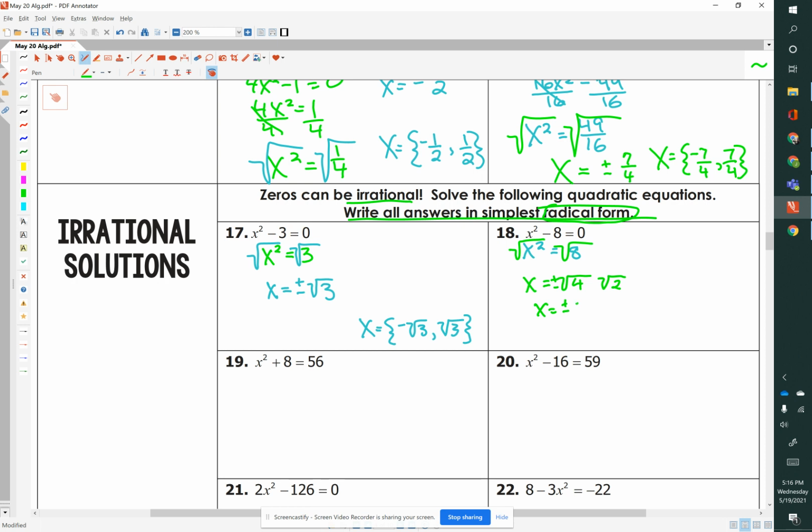So the square root of 4 is 2, so we're going to have 2 times the square root of 2 as our final answer. So when we write it in set notation, we have positive and negative. So we'll start with negative 2 times the square root of 2, comma, and then the positive 2 times the square root of 2.